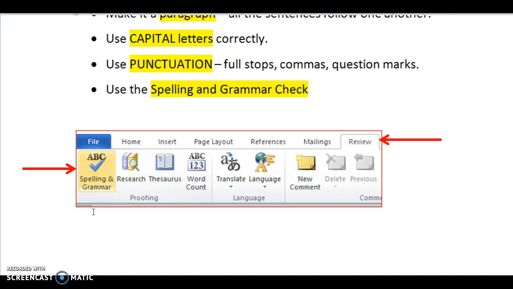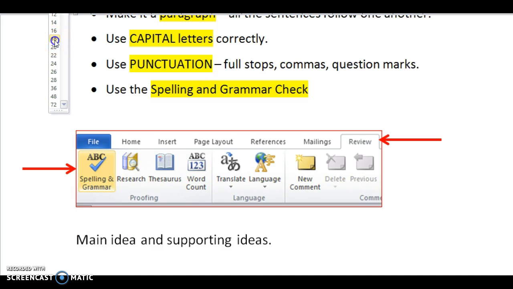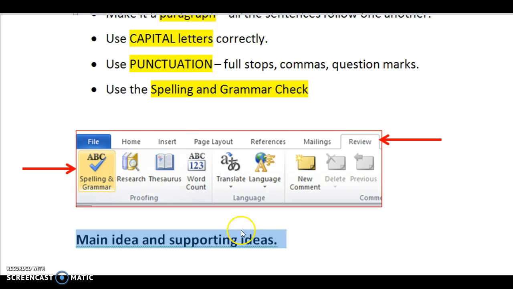But the most important thing that we need to remember is that every paragraph has a main idea and supporting ideas. You can make that first sentence your main idea and then add your supporting ideas. So when you go and write what you need to write for this week, pay attention to these points, and I have no doubt that your writing is going to be much, much better.